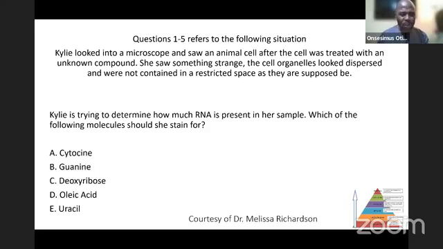Then I go to another question and say, Kylie is trying to determine how much RNA is present in her sample. Which of the following molecules will she stain for? Whoa, now that moves from the composition of molecules to testing organic molecules at the cellular level. And you're talking about RNA, so you have to know the difference between RNA and DNA. And you're looking at staining techniques. And of course, RNA has uracil, which DNA does not.